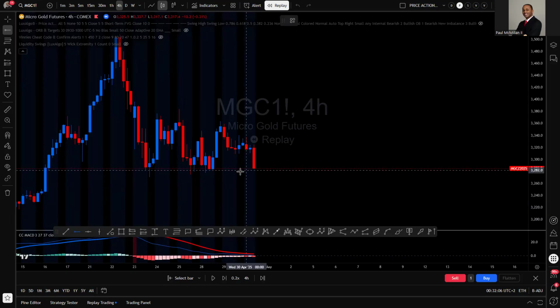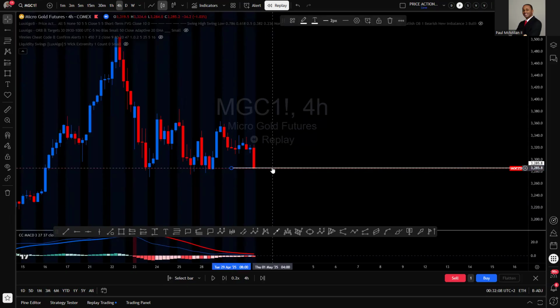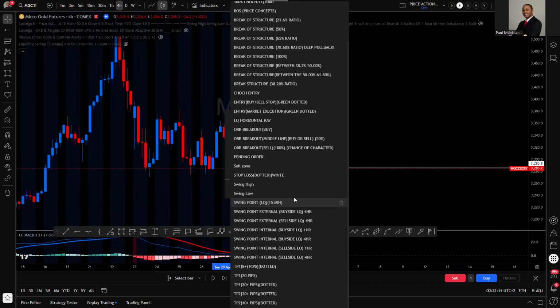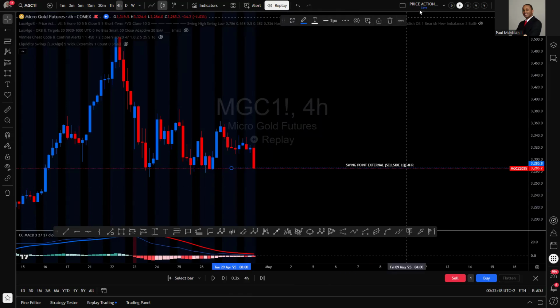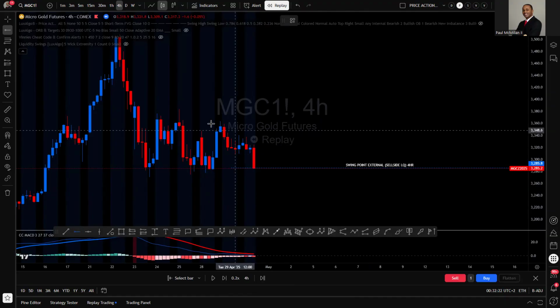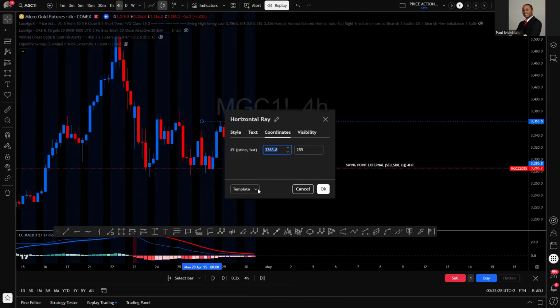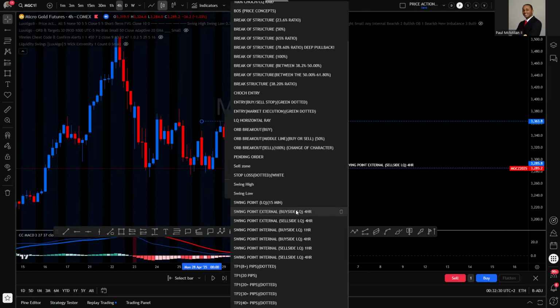Well, actually, we'll mark this fair value gap here. This is set down here. And we'll mark up 50% here, 50% right here, and from here. So this is on the buy side.